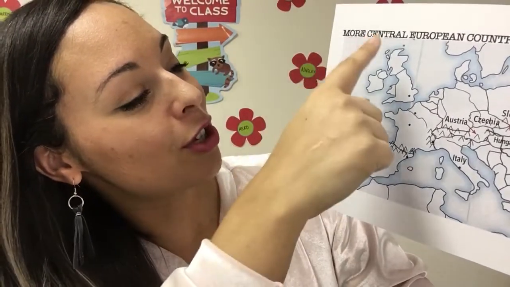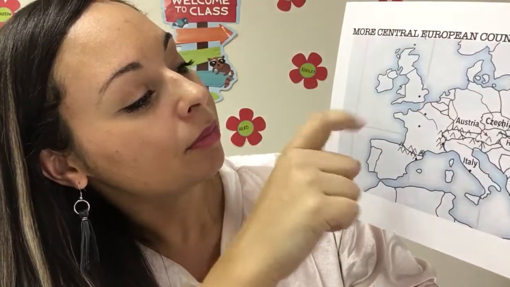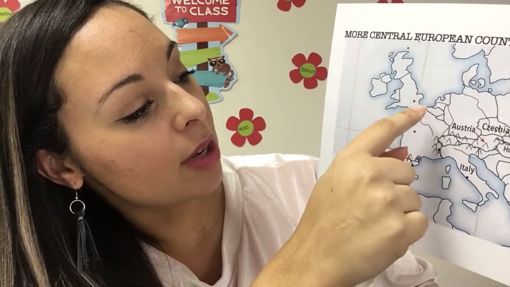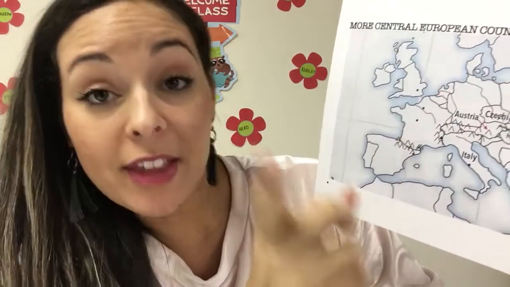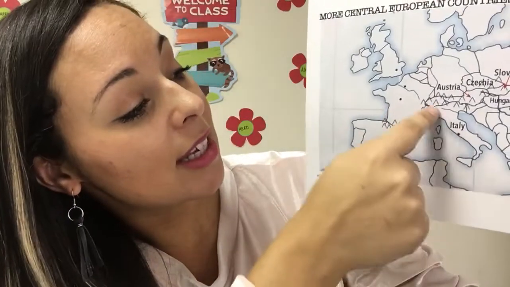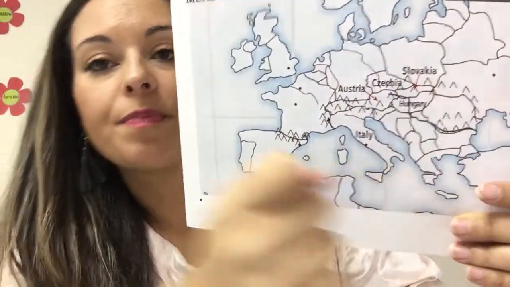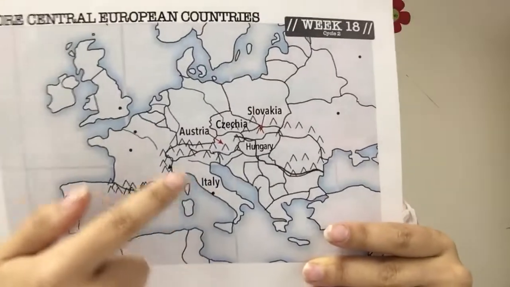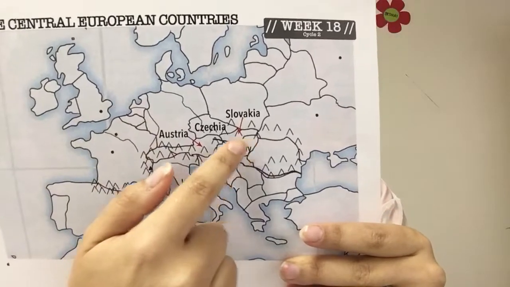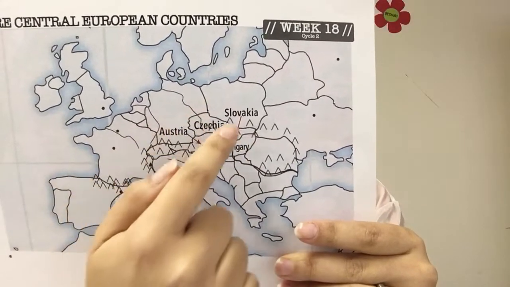He went through Central European countries. Netherlands and Belgium, Luxembourg, Germany, Switzerland, and then this week we're going to Italy, Austria, Hungary, Czechia, Slovakia. So we have Italy, Austria, Hungary, Czechia, and Slovakia. And that is our tune.